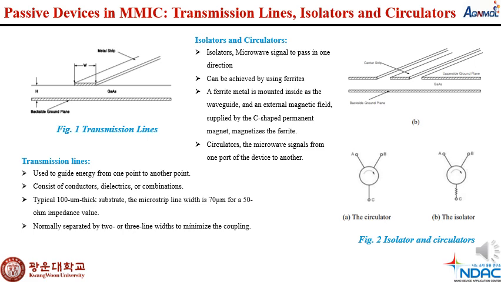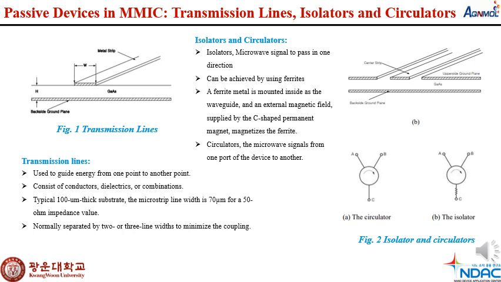The conductor thickness has a minor effect on the characteristic impedance. Therefore, for a typical 100 micrometer thick substrate, the microstrip line width is 70 micrometers for a 50 ohm impedance value. The transmission lines are normally separated by 2 or 3 line widths to minimize the coupling.